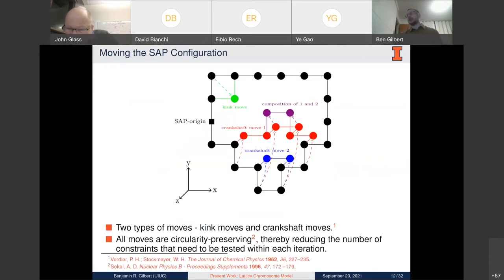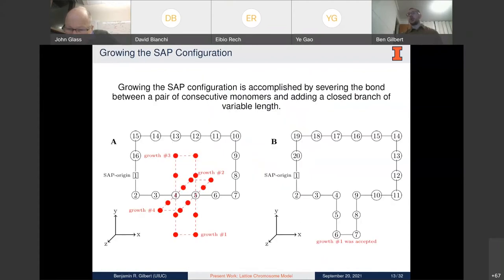So to actually change between the configurations, we use these circularity preserving moves, such as these kink and crankshaft moves, which are illustrated here. And then in addition to moving it, we actually have to come up with an initial configuration. And to do that, we grow the chromosome into place by branching off and adding monomers. So here's an example of where we propose some possible growths, and then we randomly choose one of those to increase the size of the chromosome configuration from 60 monomers to 20 monomers.